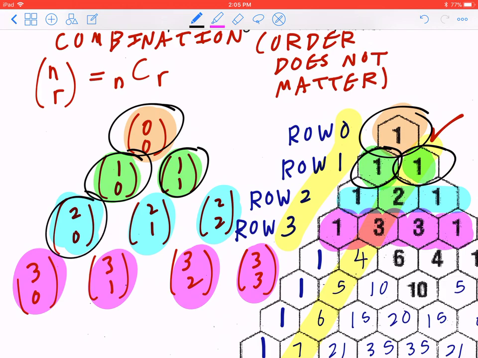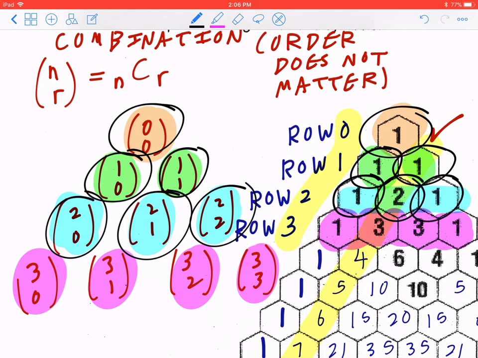2 choose 0 just means you have 2 items in front of you, and you're choosing nothing. There's one way. With 2 items in front of you, choosing 1, you can choose the first item or the second item, which means there are 2 ways. 2 choose 2, you have 2 items in front of you, and you must pick up both of them at the same time. Again, order doesn't matter, so 2 choose 2 is going to be 1. I hope you get the idea. 3 choose nothing, there's one way. 3 choose 1, you can choose the first one, the second one, or the third one, so there'll be 3 ways.